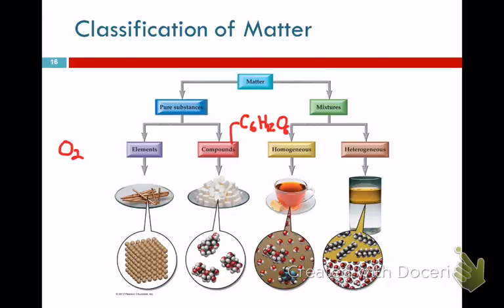Now the difference between a compound, because it's two or more elements combined together in constant proportion, is that you can vary the proportions in mixtures. So, like, if I want to make sweet tea, you know what sweet tea is? It's tea with sugar in it, right?